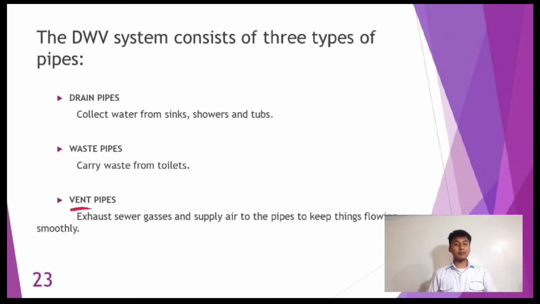For example, kapag na-trap yung gases such as methane dun sa mga pipes, maaaring mag-cause yun ng accident. Maaaring sumabog kasi yung mga methane gases kasi highly explosive sila. So, doon dumadaan yung mga gases na katulad nun doon sa vent pipes. And also, dahil doon sa vent pipes, nagkakaroon ng air pressure doon sa system na tumutulong naman para hindi magbara or mag-clog yung mga sewage doon sa mga pipes.